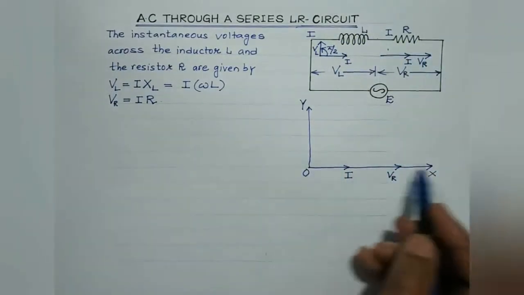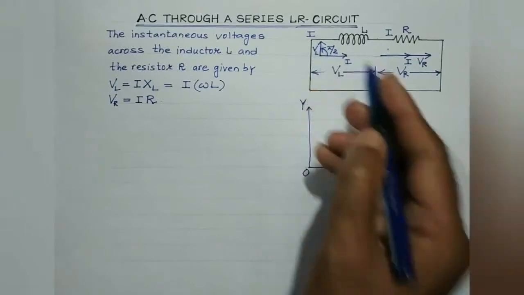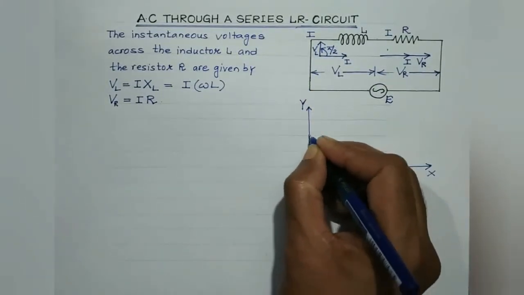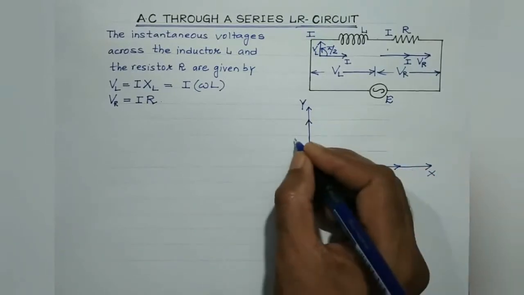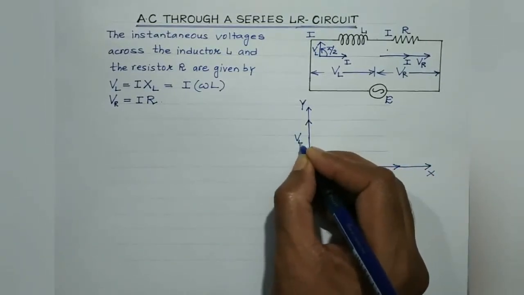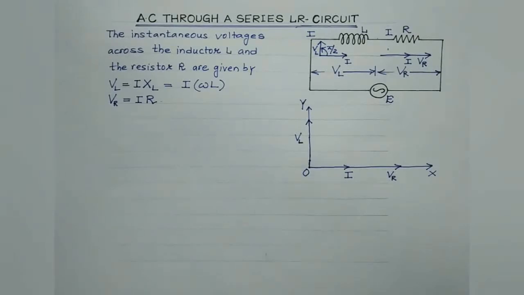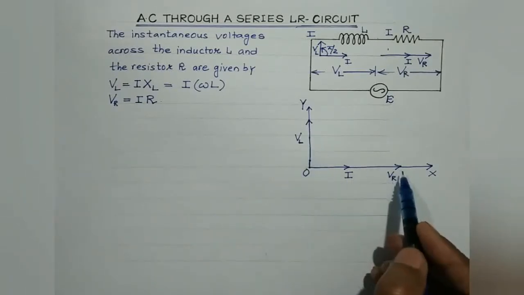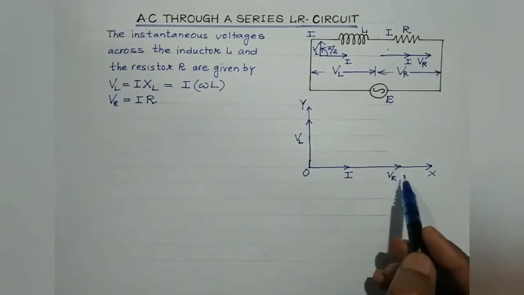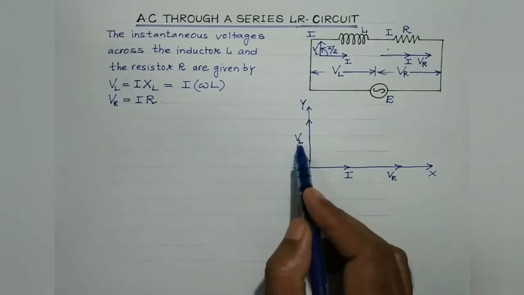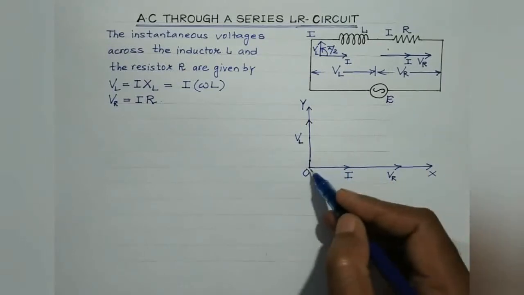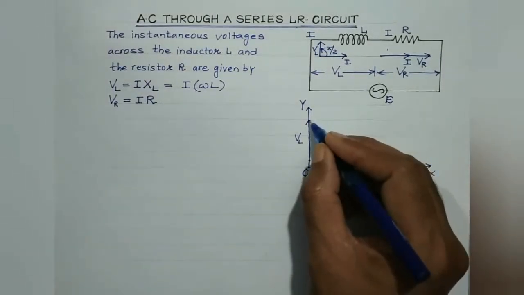So we have taken this to be the reference. So in order to indicate VL, it should be along OY, like this. So this is VL. Right, students? Now, as we are aware, E is the vector resultant of VL and VR. Now, VL and VR represent the two adjacent sides of a parallelogram, and the vector resultant would be given by the diagonal of the parallelogram passing through the same point. So let's complete the parallelogram.